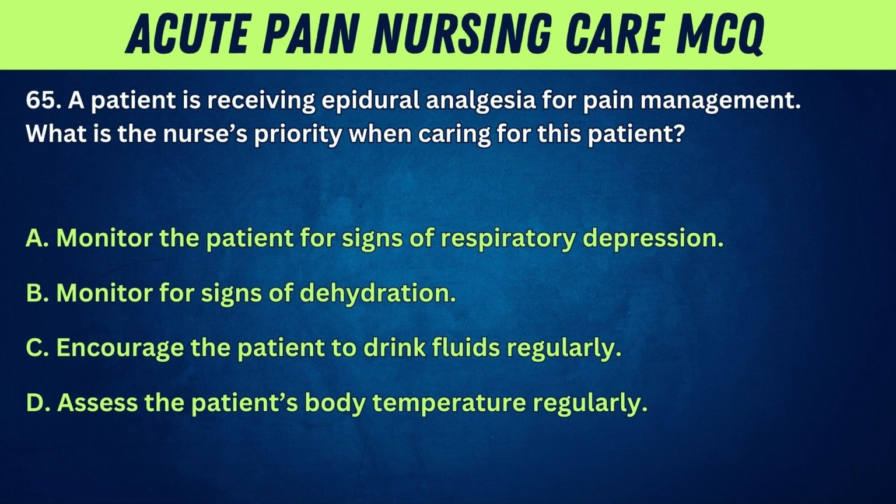65. A patient is receiving epidural analgesia for pain management. What is the nurse's priority when caring for this patient? A. Monitor the patient for signs of respiratory depression. B. Monitor for signs of dehydration. C. Encourage the patient to drink fluids regularly. D. Assess the patient's body temperature regularly.